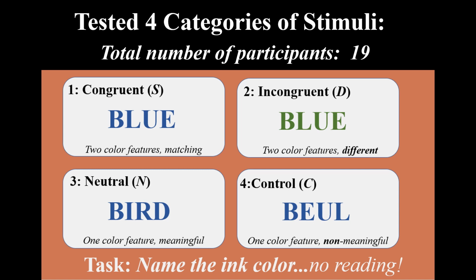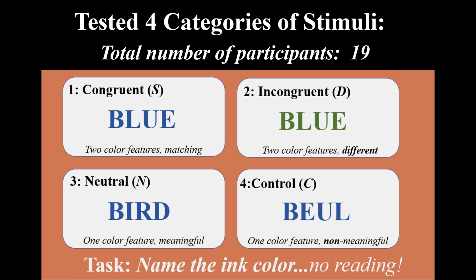So they tested 4 categories of stimuli, and they had 19 participants. First, they had a congruent condition in which the colored word was printed in the same color as the word said. So blue was printed in blue. This is a congruent condition because this has two features, the color of it and the word, and they are both the same. So we call this a congruent condition.